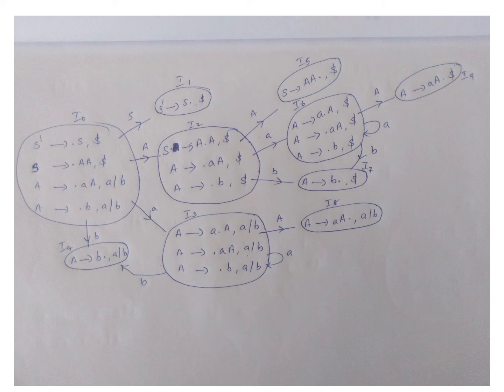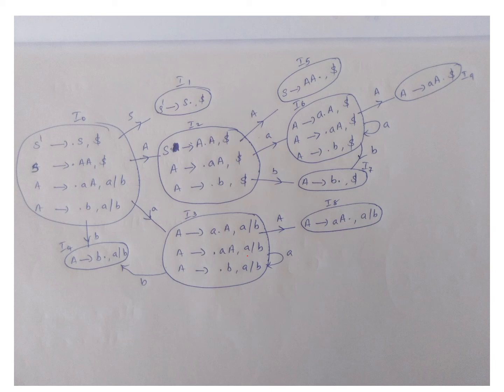Similarly, we need to identify each of the states, and we get a total of 10 states, numbered from 0 to 9. Another thing we need to focus on is that when we look into states I3 and I6, we are getting the same LR0 items. Only the lookahead will be different. So these will be considered as two different states.